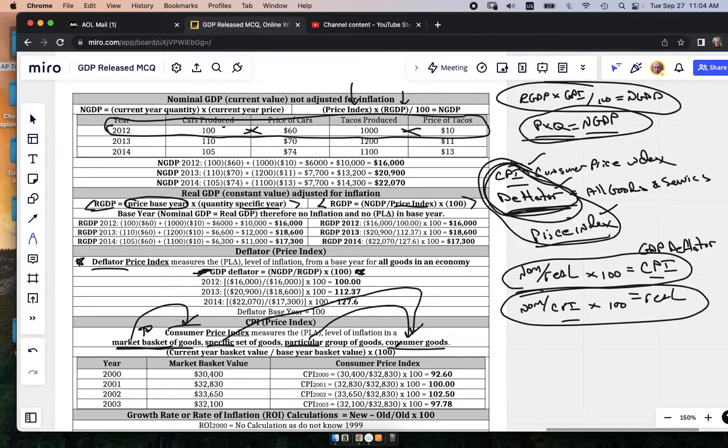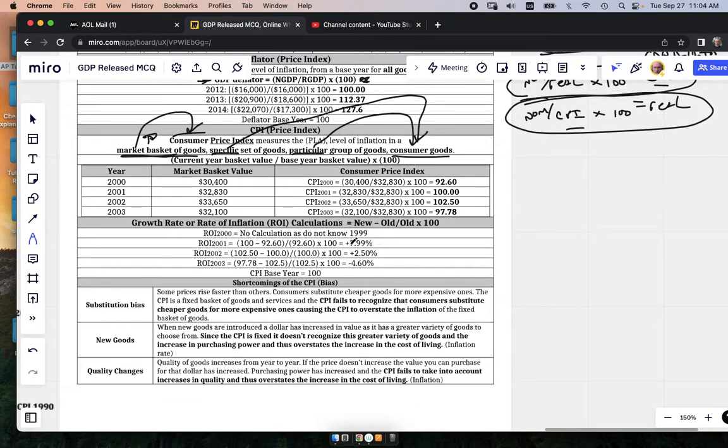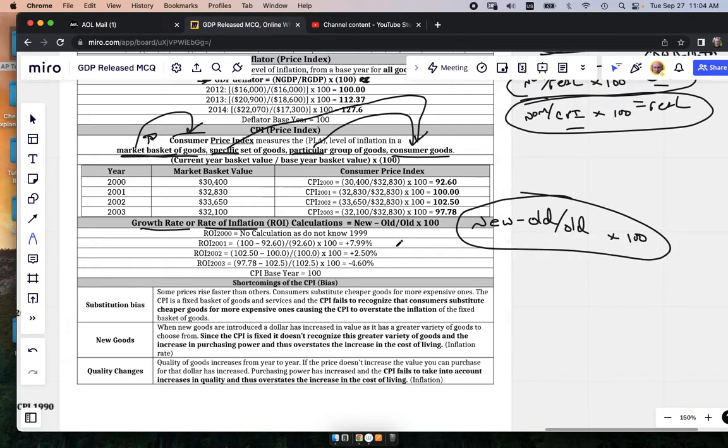All right. You do have to have a rate of change formula, growth rate, rate of inflation calculation. And this is just new minus old over old times 100, right? If you've done any kind of mathematical stuff, this should make sense to you and be pretty straightforward.